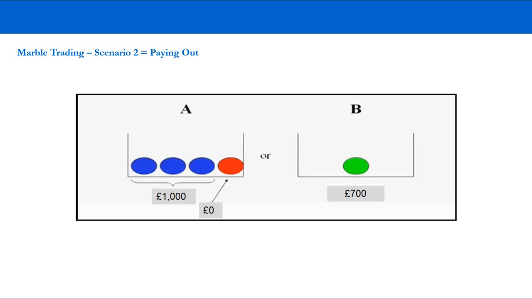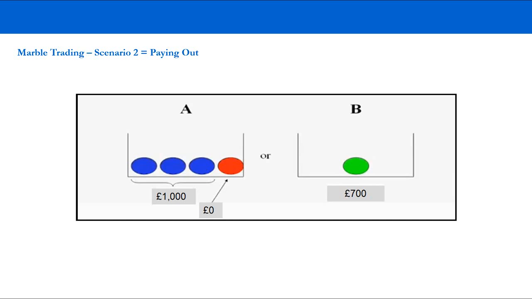So if you put your hand in box A and you pull a blue marble, you have to pay me £1,000. If you put your hand in box A and you take out the red marble, you pay me nothing. If you choose to put your hand in box B, well, there's only one marble in there, the green marble. You'll pull the green marble and you'll have to pay me £700.